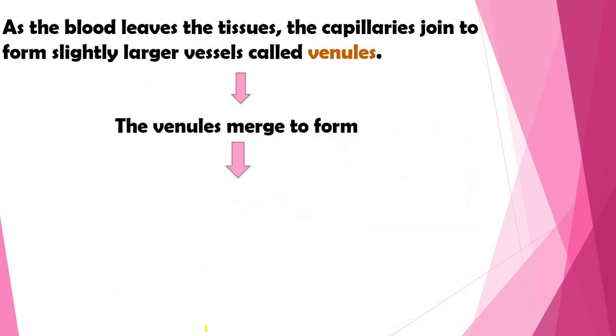After this exchange happens, the blood leaves the tissues carrying the waste, and these capillaries start to join to form larger vessels called venules. So when capillaries start to join again, they form slightly larger vessels called venules. Then these venules merge together to form the large veins.